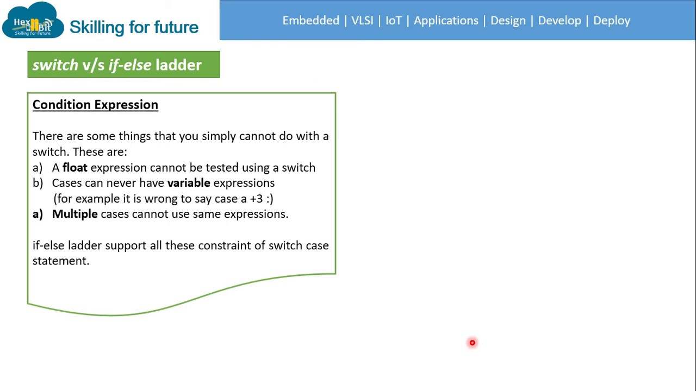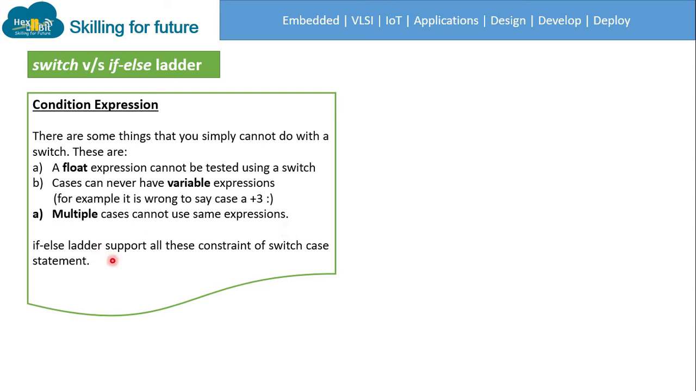Now there are some things that you simply cannot do with the switch. A float expression cannot be tested using a switch, as we have seen that the expression in a switch case statement is a constant value, whether it is an integer constant or a character constant. Cases can never have variable expressions. That means we cannot write case a plus 3. We have to write a constant value like case 3, case 4, case 5, and so on. Multiple cases cannot use the same expression, as we have already seen that the case constants have different values from others.